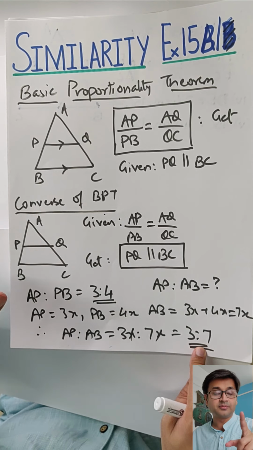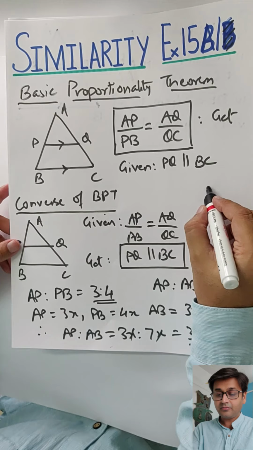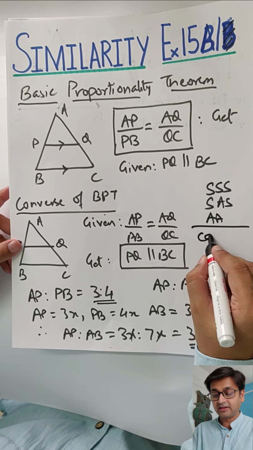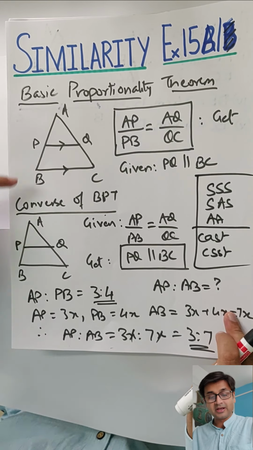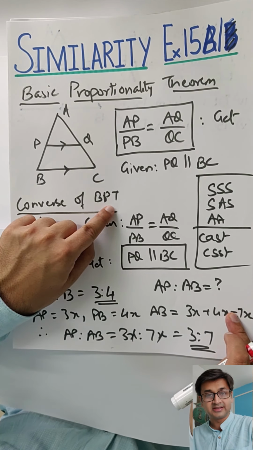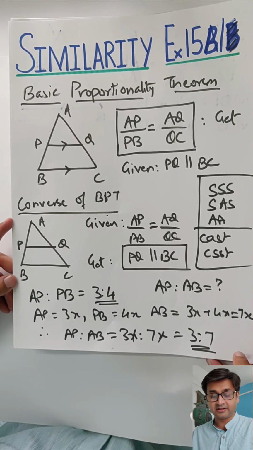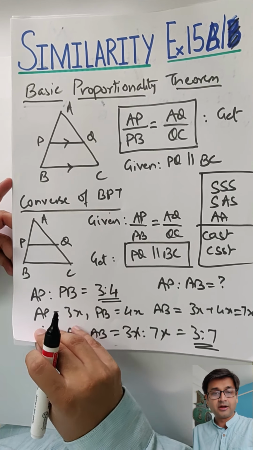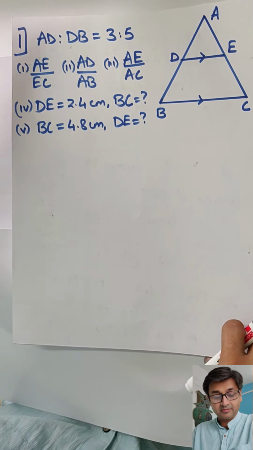Apart from that, the two things from the previous video we learned: one was the tests of similarity, SSS, SAS and AA. And the second thing we learned was CAST, CSST. So we are going to use these plus these two things: BPT, converse of BPT. You are allowed to write BPT in the exam as a reason. It's a standard abbreviation. You do not need to write the entire thing. And the next one is the X method. So I hope everything is clear. Let's hit it. I'm sure you will be able to do most of the sums in this exercise on your own. In fact, mental math alone will help you.